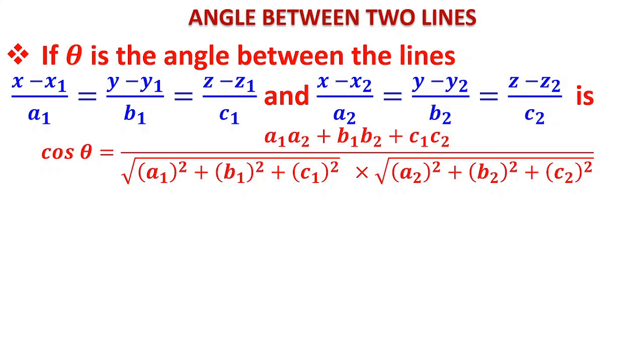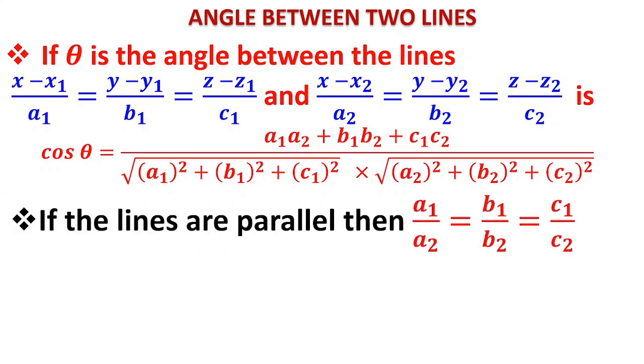Now from this, all of you know when they are parallel what will happen? The direction ratios will be proportional. A1 by A2 is equal to B1 by B2 is equal to C1 by C2. In 2 dimension, we used to say that when two lines are parallel, the slopes are equal. But in 3 dimension, when the two lines are parallel, then the direction ratios are proportional.